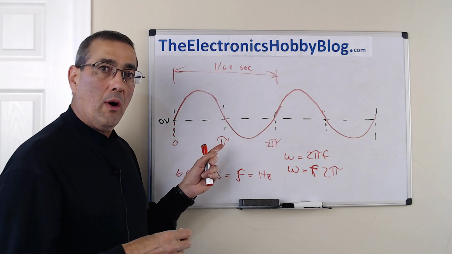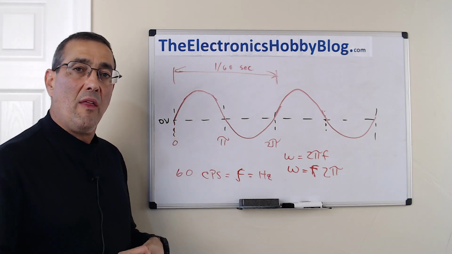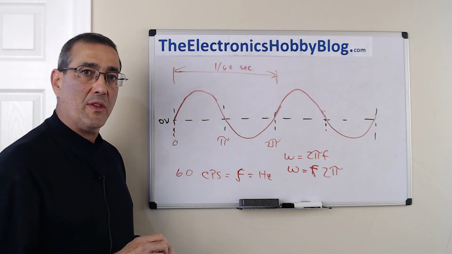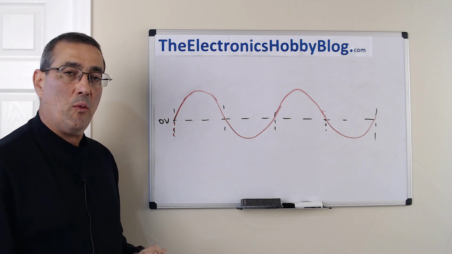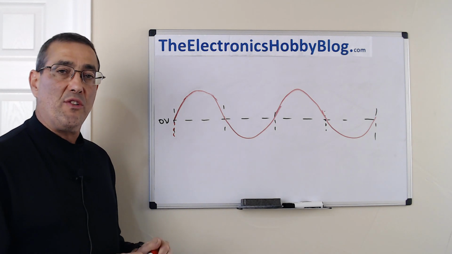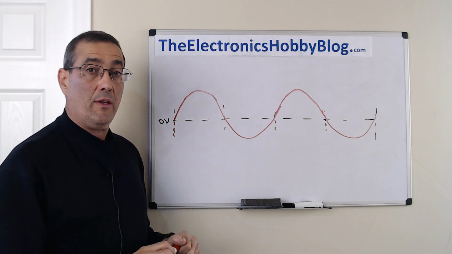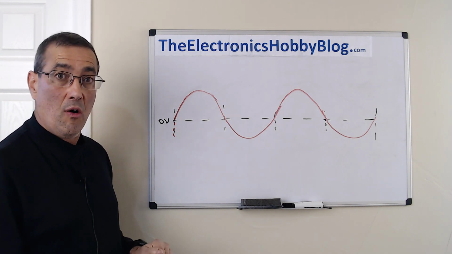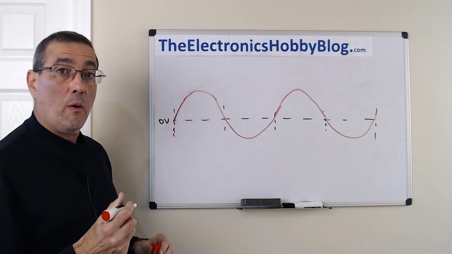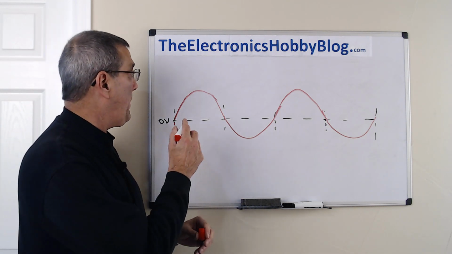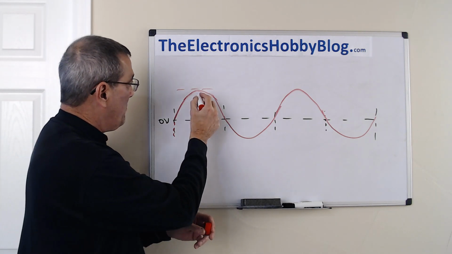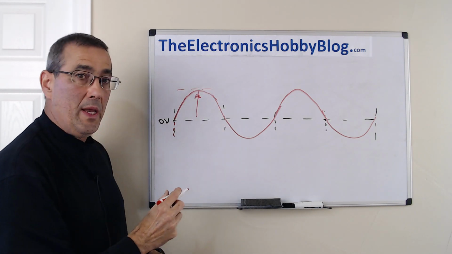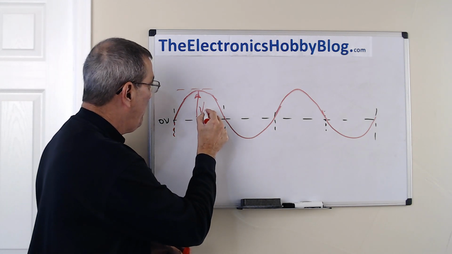So let's clear the board and let's talk about some other parameters associated with the sine wave. So some other parameters associated with the sine wave include the voltage values, and there are a few voltage values, and of course power and current. And so the first thing we're going to talk about is peak voltage. And so the peak voltage is the voltage from 0 to the peak, and this is called V peak.